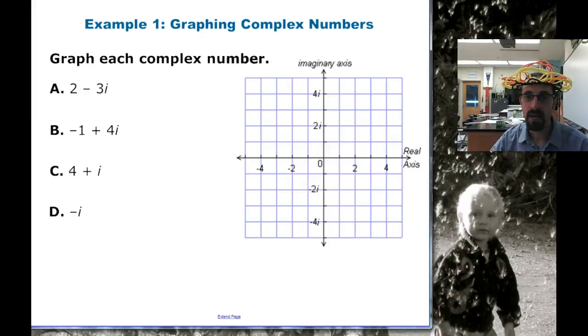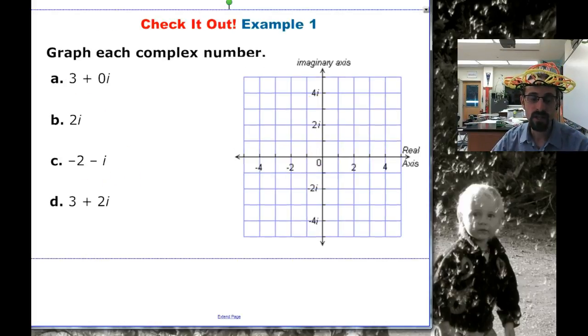Okay, so let's try this. Sadie, what color do you want? Purple. Okay, I'll do purple. All right, so graph each complex number. A is 2 minus 3i, so I go over to 2, then 1, 2, 3 down. I'll put a little a here so you know what I'm talking about. B is, John, what color would you like? Red. Negative 1 plus 4i is going to be up here. C, Eldon, what do you want? Green. 4 plus i, so I go over to 4 and up 1. And D, Josh, what color? Blue. Negative i means x is 0, so I'm on the y-axis, and negative 1i, I should just be down 1, just like that.